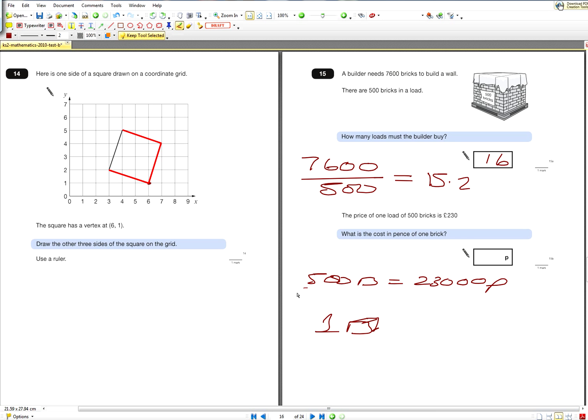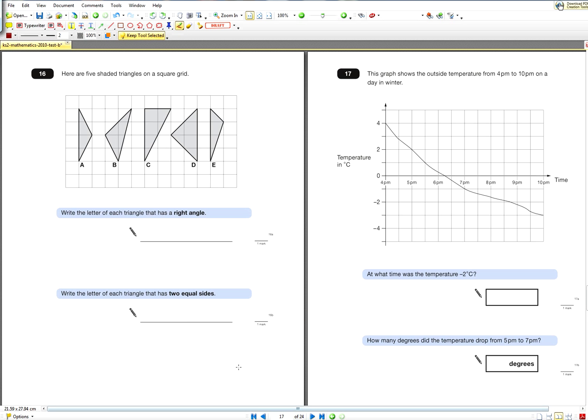Okay, so how do we get that from 500 down to 1? What do we do? So we divide this side also by 500. Whatever you do to the left hand side, you do to the right hand side. You knock off 2 zeros, and you end up with 230 divided by 5, and the answer is 46p per brick. So 46 goes into here, and then we move on.